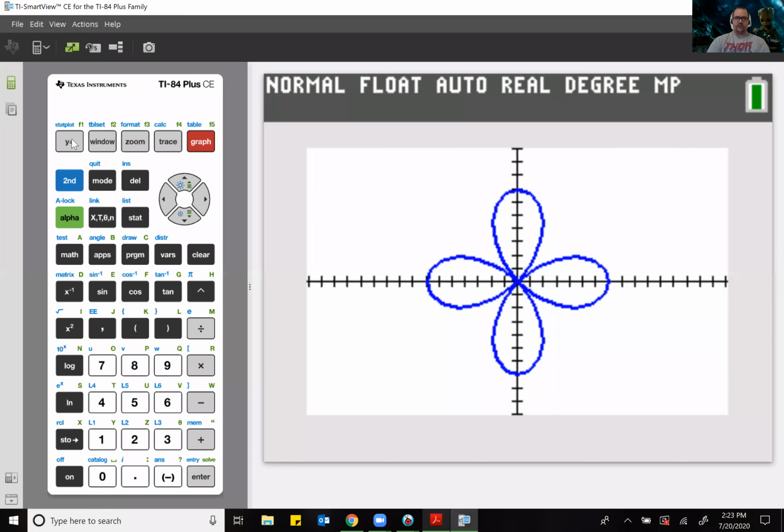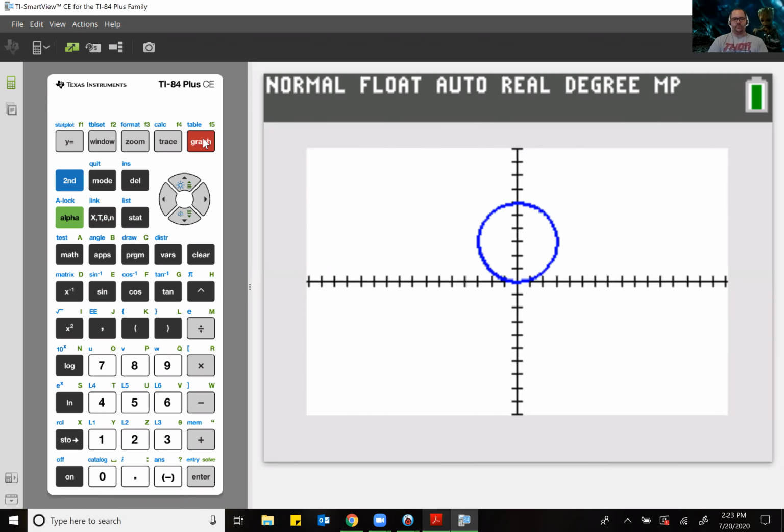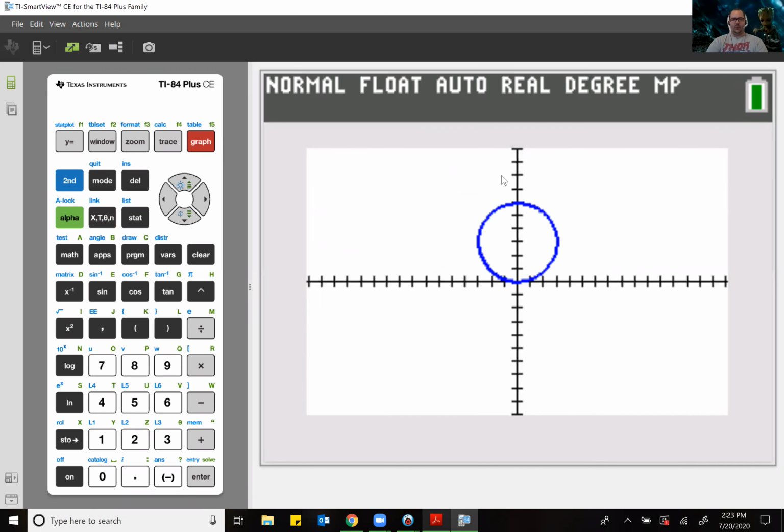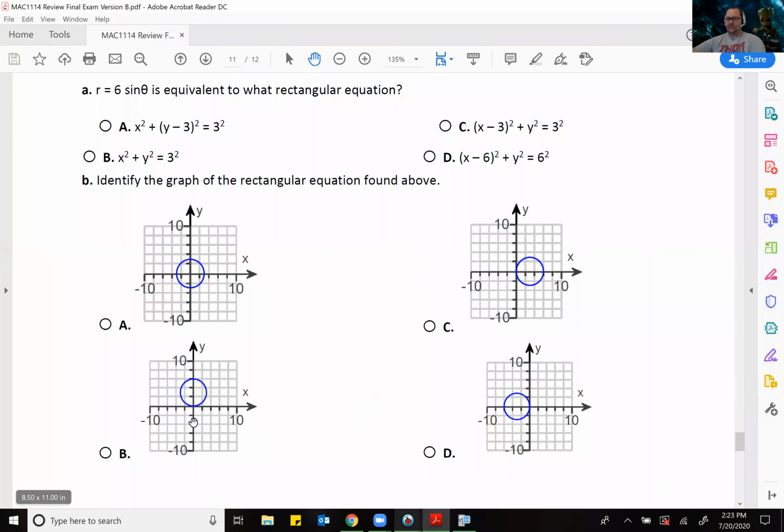So we come out here, and all we're going to do is push 6 sine theta, delete, and it's ready to go. Graph. And there it is. It's another circle centered up here on the y-axis. So which picture looks like that? Hey, it's B. Graph part is done. All we got to do is find the equation, okay?